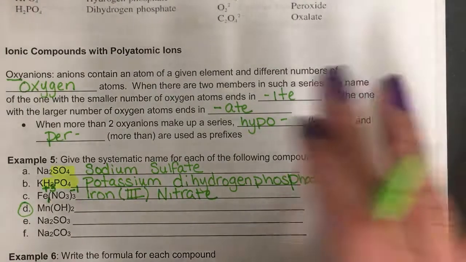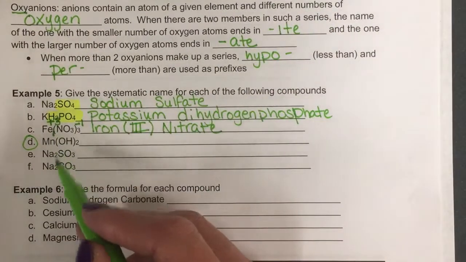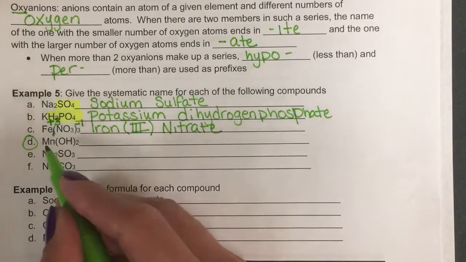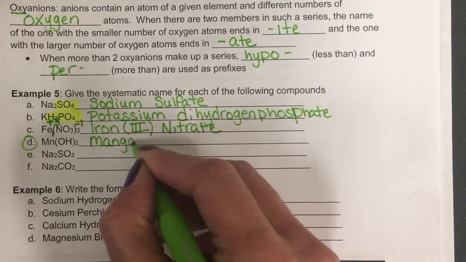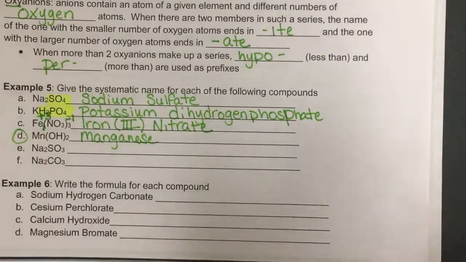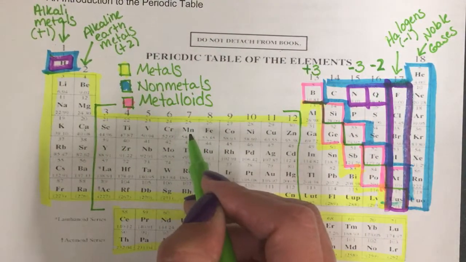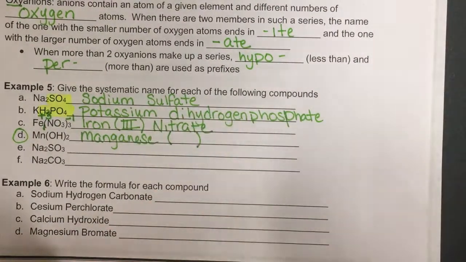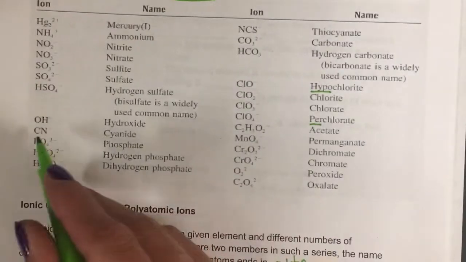Try D. Make sure that you're looking at your polyatomic ions. Try E and F as well. So Mn is manganese. If I look at the periodic table, Mn, look, it's a transition metal. I need the charge as well. Mn needs a Roman numeral. OH is my polyatomic ion. It's right here. It's hydroxide.